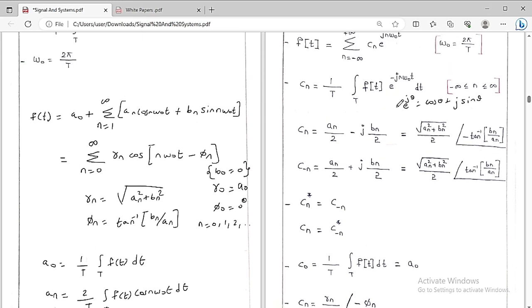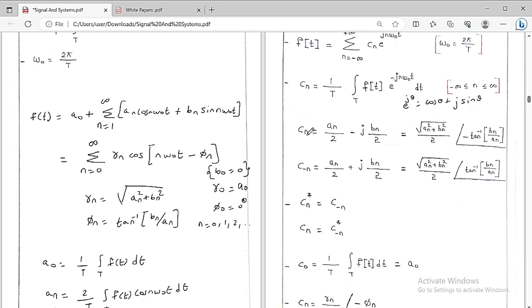So listen carefully to what I am trying to tell you. Here, e to the power of j theta, which is cos theta plus j sin theta, where theta is equal to minus n omega naught t. So just keep this value, and if you expand, finally you are going to get Cn is equal to An by 2 minus j Bn by 2.